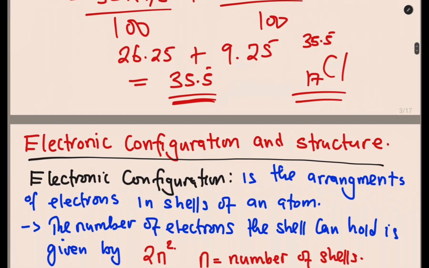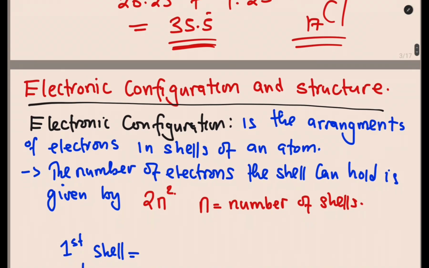All right, aside from isotopes, the other part that you should know is how to write electron configurations and also structures. So let us look at electron configurations and structure. So what is an electron configuration? When writing an electron configuration, you are just showing the arrangement of electrons in the shells of an atom. That is what we call electronic configuration.